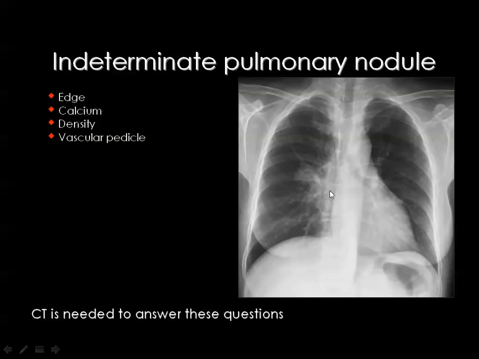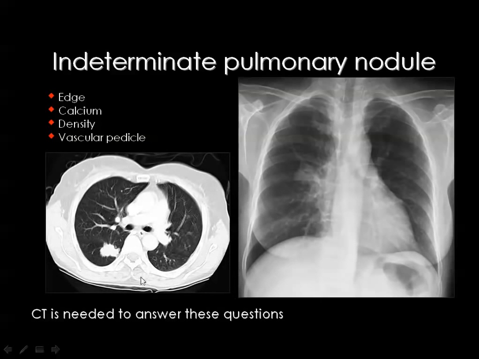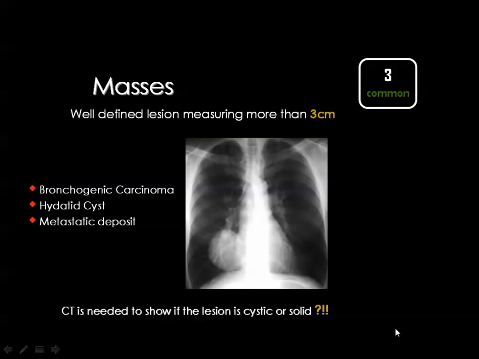If you are not sure about the vascular pedicle, you are not sure about the edge, then you should have the CT scan, and you see the speculated margin, and this is also a bronchogenic carcinoma.